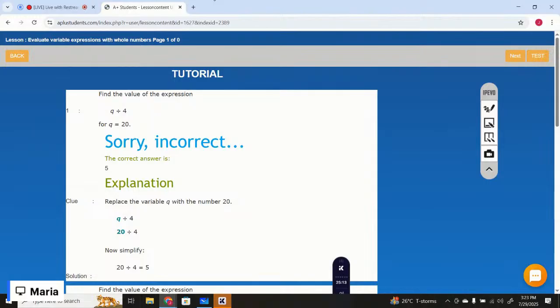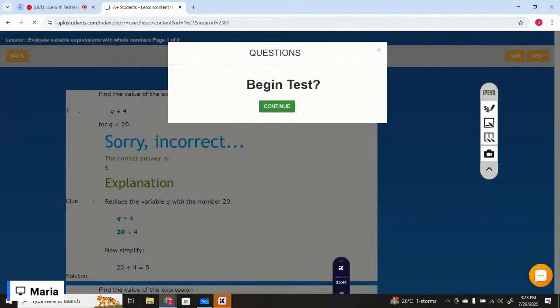Find the value of the expression q divided by 4 for q equals 20. So replace the variable q with a value, right? Q is 20. So 20 divided by 4 is 5. So 5 it is. Let's just start with the test questions.